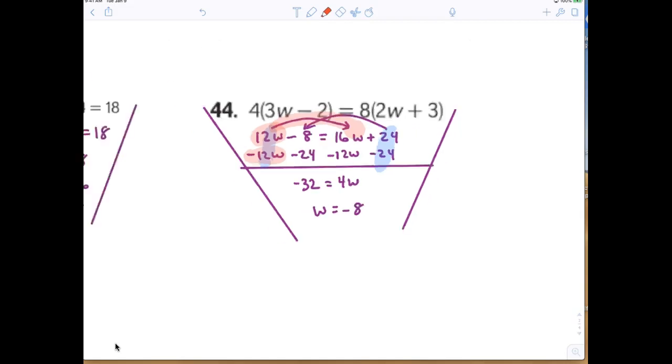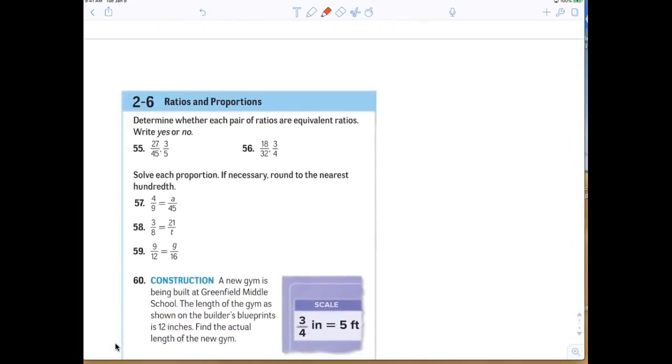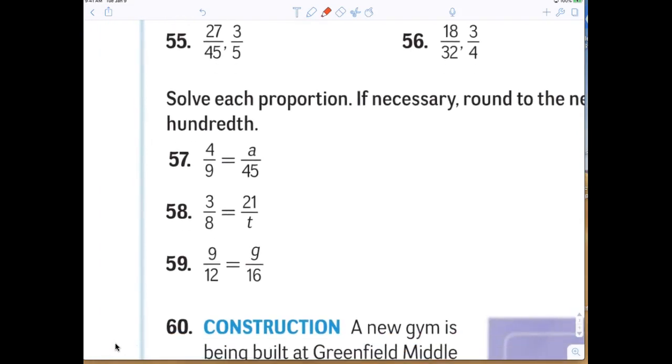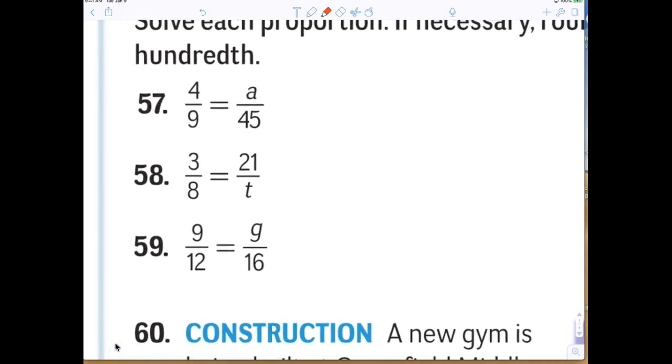All right. Now we're just going to look at some proportions real quick. And again, honestly, you at the end of 5th grade, you did these. That's how simple they are. And that's the first time I kind of introduced some of you guys to variables. All right. So everybody should be able to tell me for 57, A is what? A is 20. You should be able to just look at that and tell me the answer. And for number 58, you should be able to say T is? T is 56.